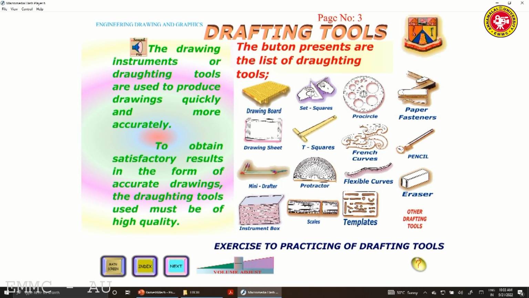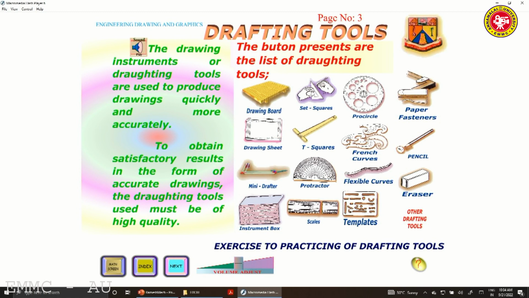In this screen we are looking at what we mean by drafting tools. The drawing instruments or drafting tools are used to produce drawings quickly and more accurately, giving satisfactory results in the form of accurate drawings. The drafting tools used must be of high quality. There are various drafting tools: drawing board, drawing sheet, mini drafter, instrument box, set square, T square, protractor, scales, pro circle, French curves, flexible curves, and so on. Let's see them one by one.